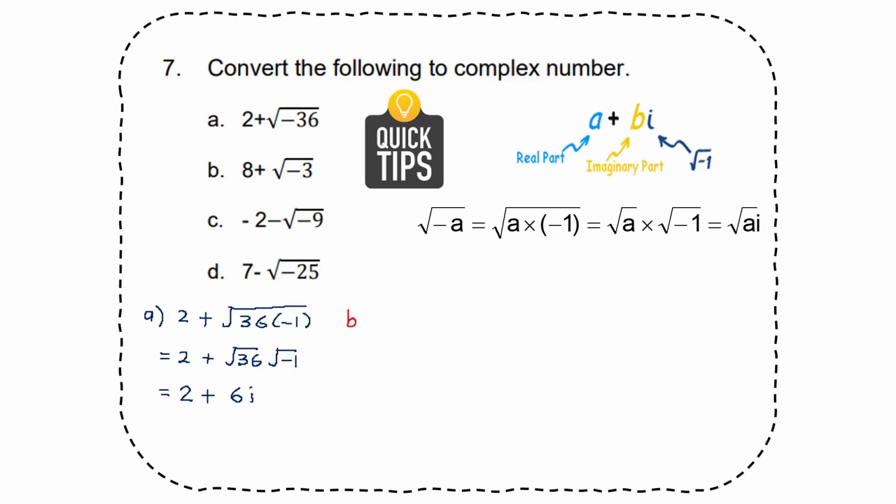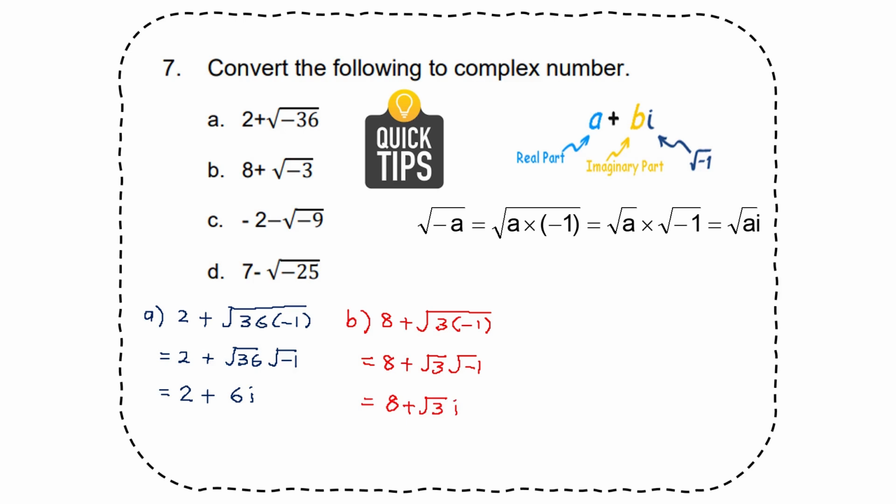For question B, we will have 8 plus 3 times -1 equal 8 plus 3 times -1, and the answer will be 8 plus 3i.